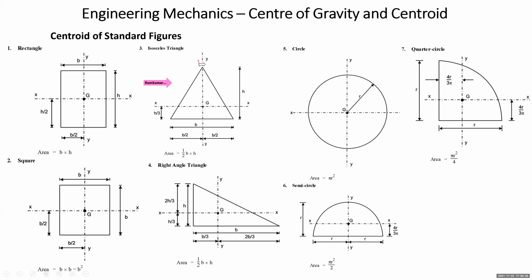In case of the isosceles triangle, one centroidal axis yy is due to symmetry and the other is at 1/3 of its height. Height is h, so it is at h by 3. Now come to the right angle triangle. In case of the right angle triangle of base width b and height h, with respect to this base, since it is horizontal, centroidal axis will be parallel to it. It is at what distance? 1/3 of its height. Total height is h, so it is at h by 3.